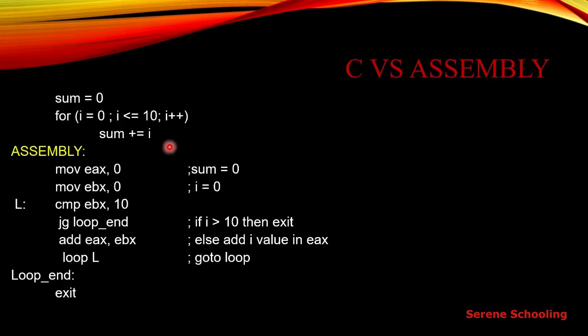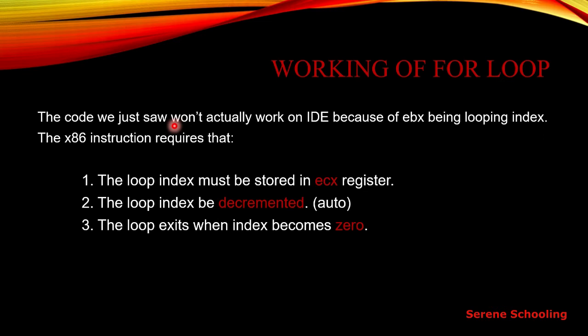Here we know that our loop index in C language increments, but in assembly we cannot increment our loop value. It will just decrement, and the loop counter is decremented automatically. For the sake of decrementing our loop, we have to start the loop in reverse order. Only then is this possible. Then the loop exits when the index becomes 0.